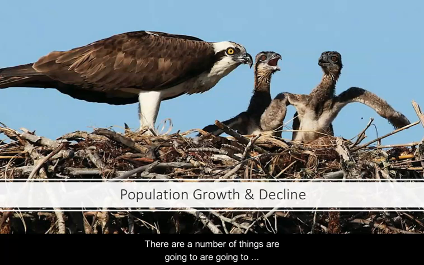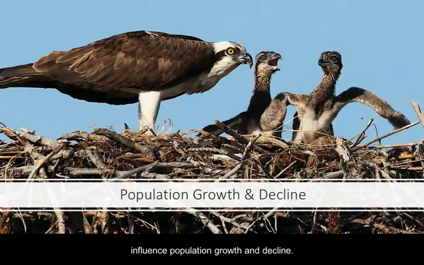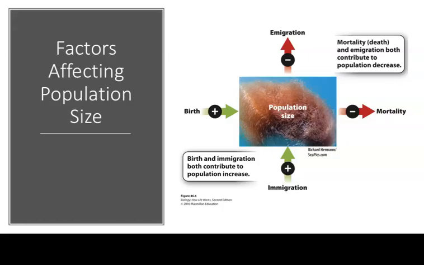There are a number of things that are going to influence population growth and decline. So population ecologists are interested in the changes in population size. A significant decrease is obviously alarming, especially when it involves commercially harvested or endangered species, but a major increase may also be of concern. Of course, births and immigration add to the population size, whereas death or mortality and emigration decrease the population size.